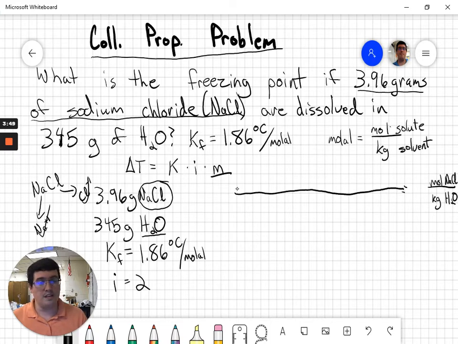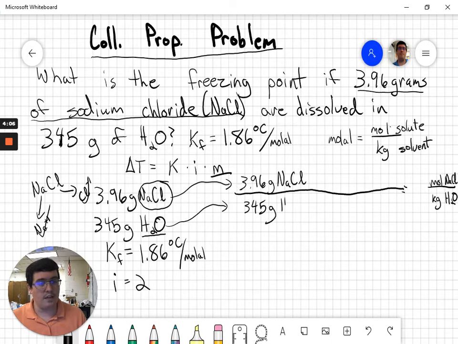So what goes on top? Well, grams of sodium chloride has to go on top. Grams of water has to go on the bottom because I need sodium chloride on top. 3.96 grams sodium chloride on top, 345 grams of H2O on the bottom. Factor label, I know this is going to be 2 steps. I'm going to start with the top. Grams of sodium chloride goes on the bottom.